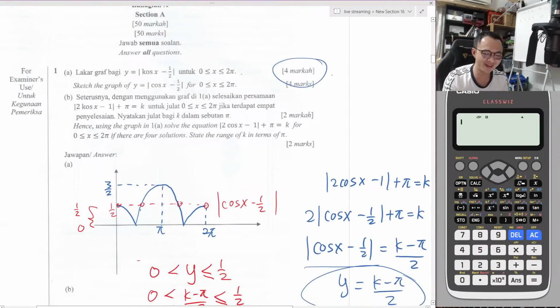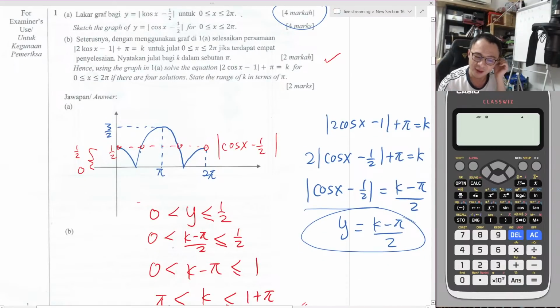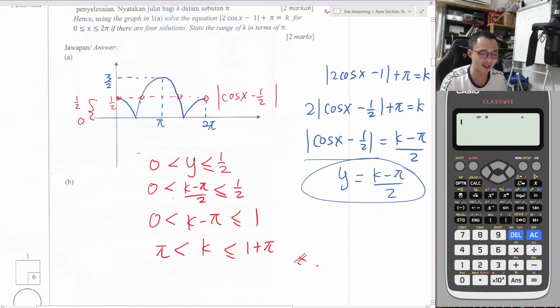I'm not sure why this one gives so much like 4 marks, but this one with so many words only gives 2 marks. But I don't know, this is what it is. So I hope you get the idea how we actually solve this kind of question, and I hope it makes sense to you.